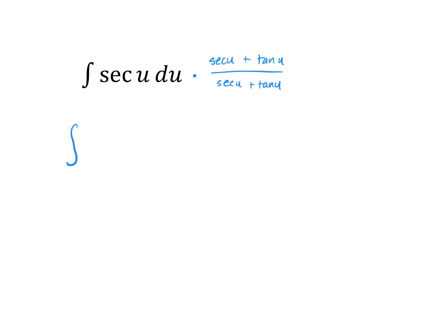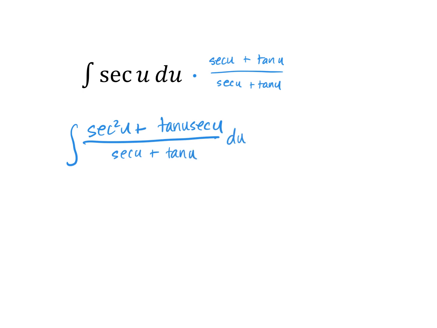So that we end up with secant squared u plus tangent u secant u, all over secant u plus tangent u, du. Now, I would not expect you to come up with this proof at all, okay? Once you see it, you're just going to say, I'm going to memorize the rule. Miss Meister memorized this rule, okay? This is one of the few I would.